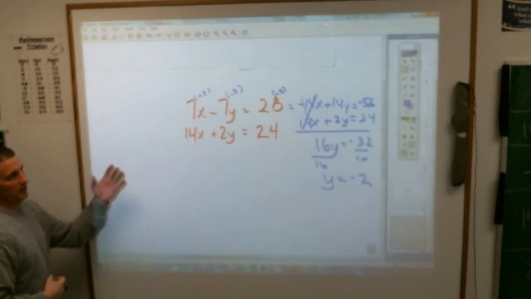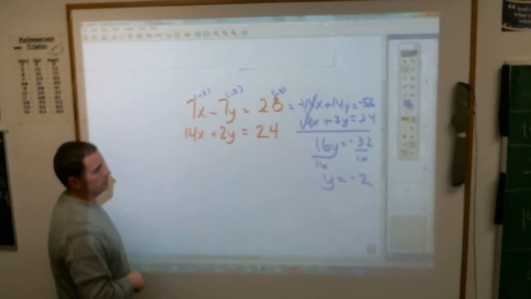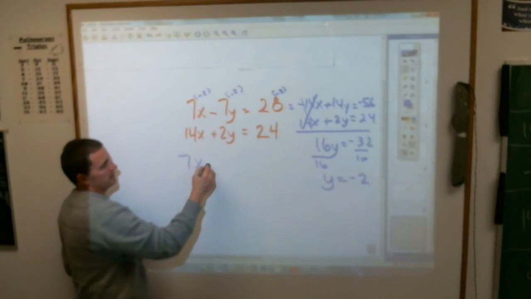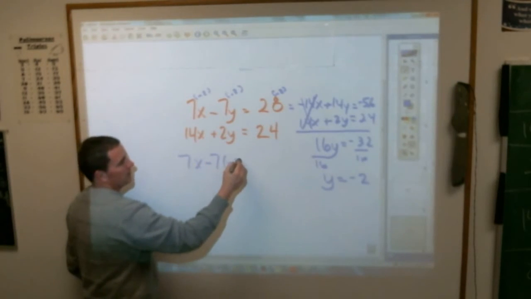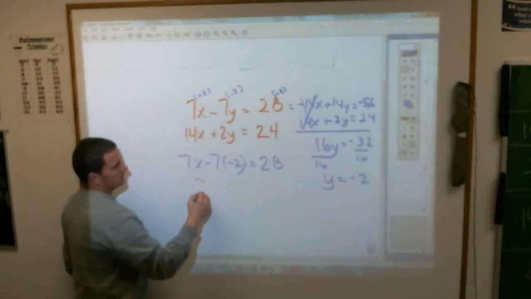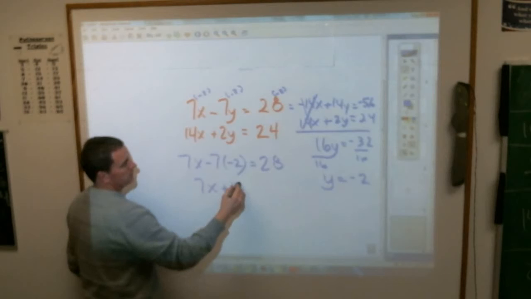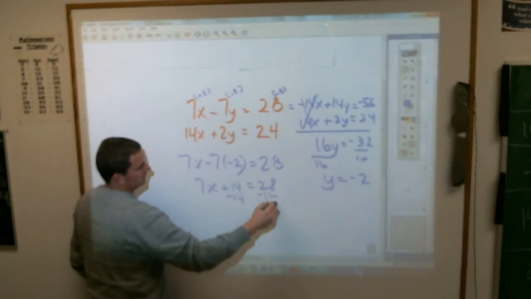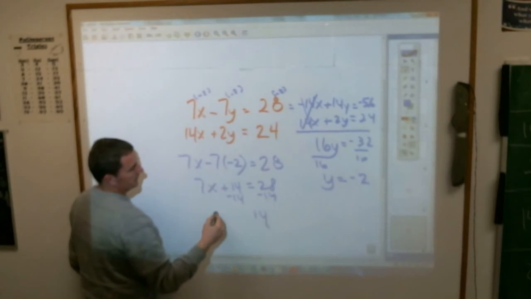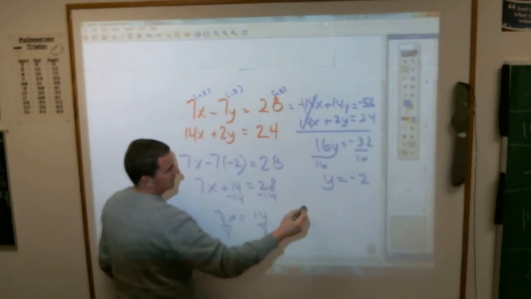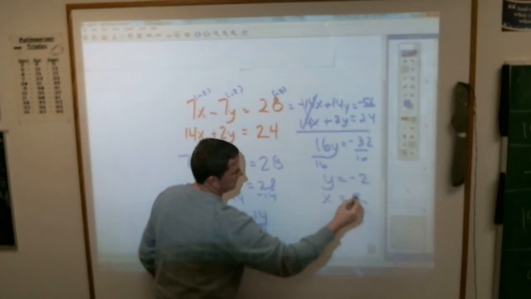And it doesn't matter which of the equations you put that -2 in for y. I'll go back to my original one. 7x minus 7 times what y is, -2, equals 28. 7x plus 14 equals 28. Subtract 14, you end up with 7x equaling 14, divide by 7. X then equals +2.